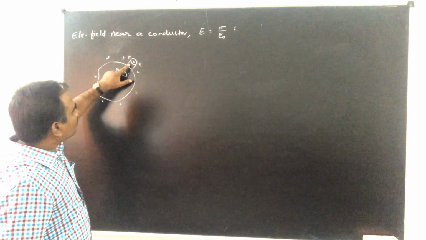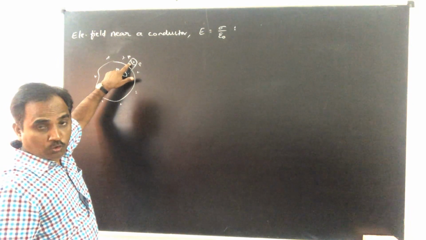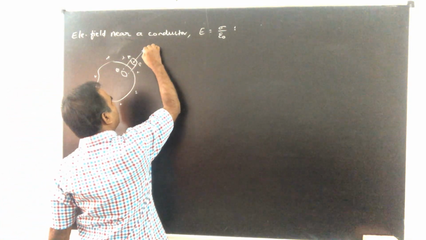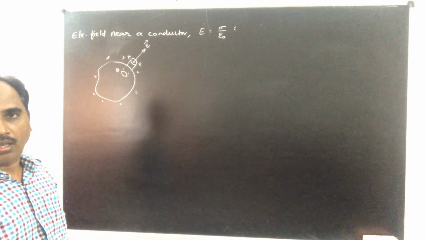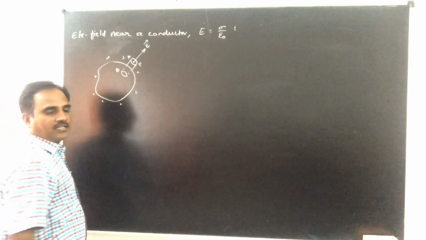As there is a charge on this conductor, electric field is normal to the surface of the conductor. Therefore, this is the direction of electric field here.